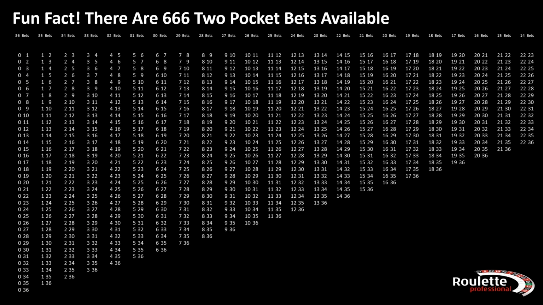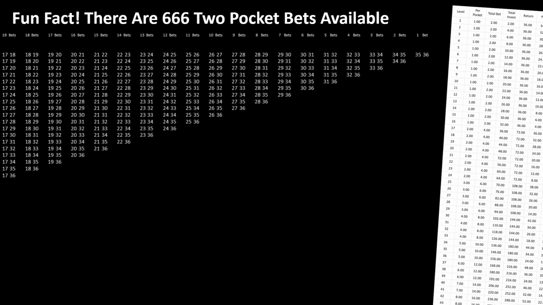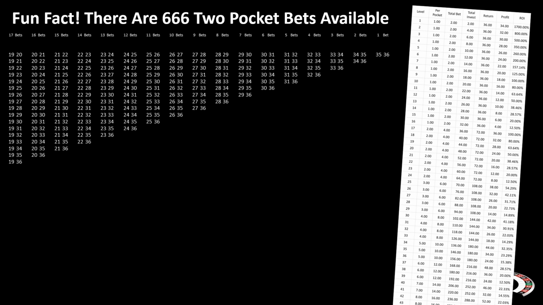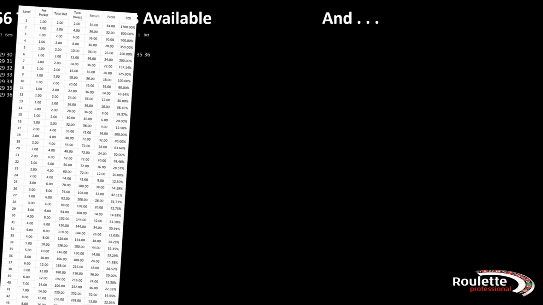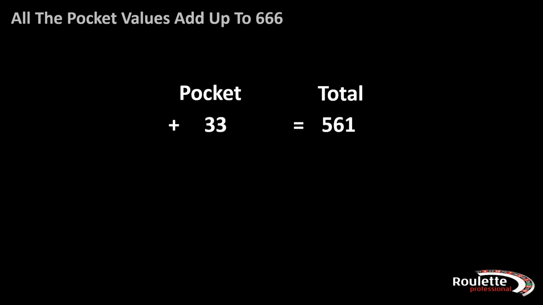I guess that may be of some importance if you are trying to design some form of betting strategy based around small bets with far-reaching progression levels, but that's not everyone's cup of tea. A second fun fact is if you add up the numeric value of each pocket, then guess what? You've got it. The pockets all add up to 666.